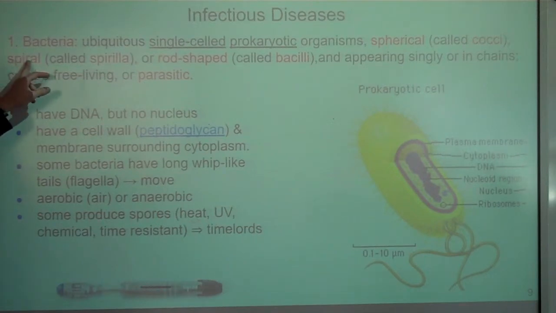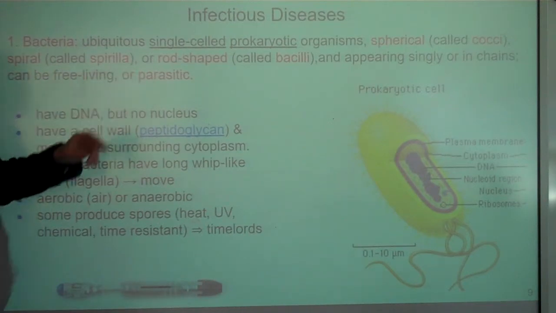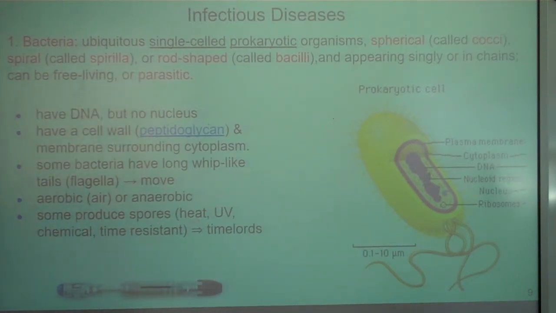They come in 3 shapes: coccus, spiral. Those are the ones I mentioned before that are highly dangerous. Rod-shaped, appear singly or in chains, can be free-living, or they can be parasites. Okay. You don't need to know all of the blue things. Okay, there's different types of bacteria. Some of them survive well in oxygen. Some of them absolutely don't survive in oxygen at all, and it's lethal to them. And so they survive in all these different types of environments.